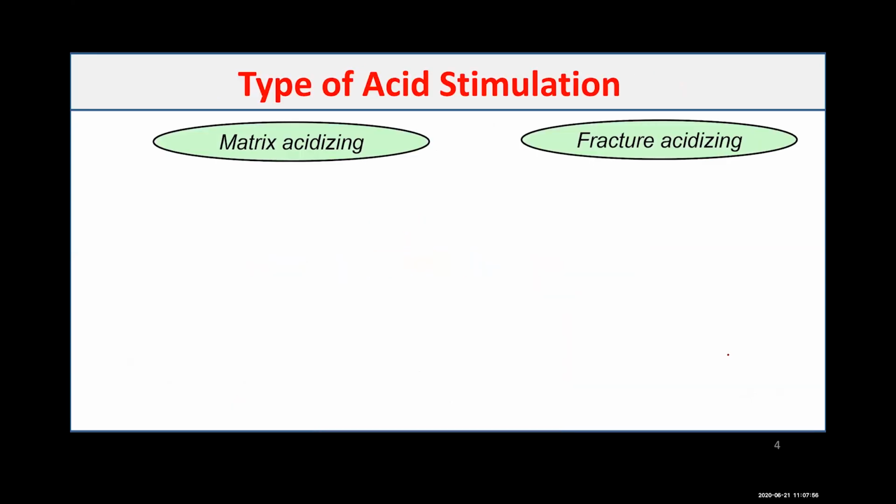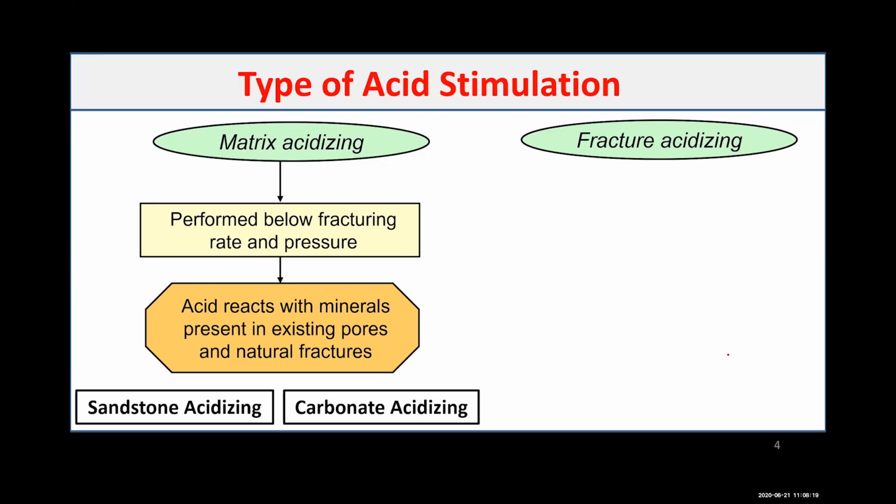So what type of acid stimulation are we talking about? Mainly, we have two types of acid stimulation that a lot of people talk about when you mention stimulation: either matrix acidizing or fracture acidizing. And the key factor is how you are actually pumping your job. In matrix acidizing, you are injecting at a rate and pressure usually less than the fracture gradient. So you are not creating a fracture and not breaking the formation. You are pumping the acid to react and flow in the porous medium and react on the surface of the pores.